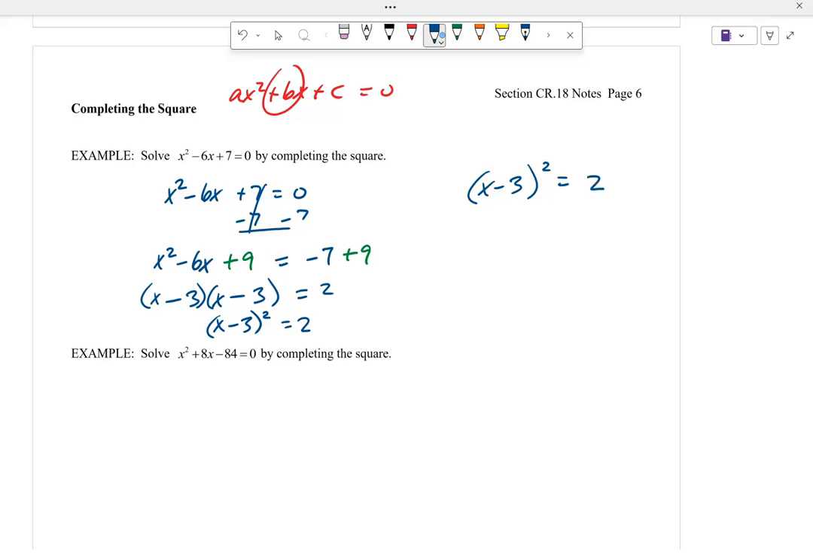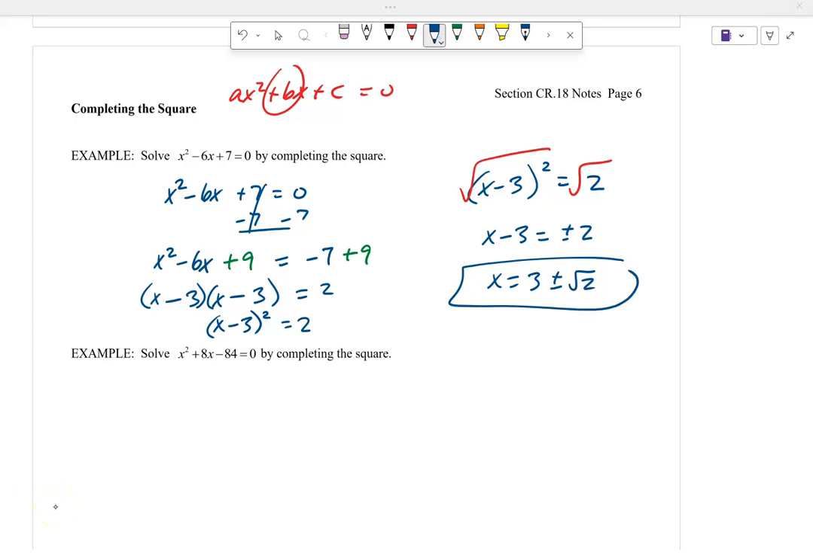Now that we've completed the square, we've got our number on the other side. We can go ahead and square root both sides to finish this. So now we just use the square root method, add 3 to both sides. So I got 3 plus or minus root 2.